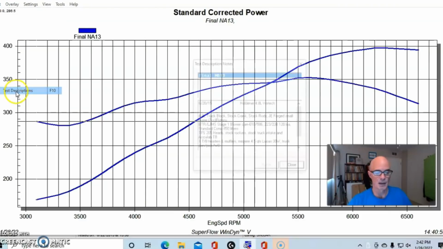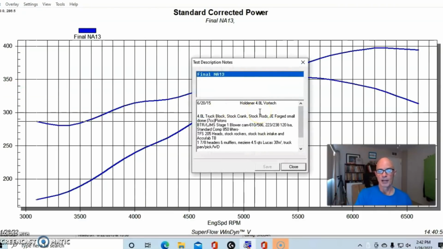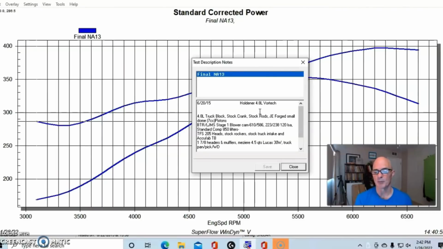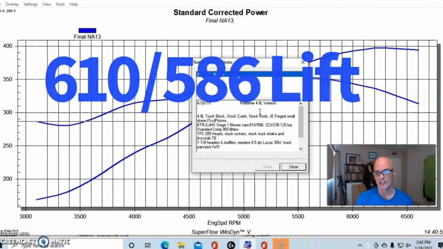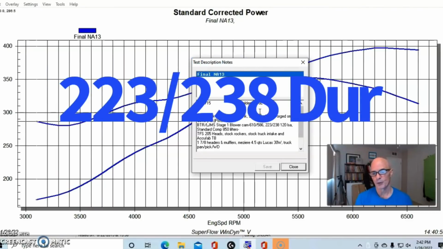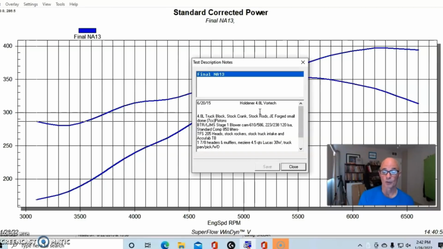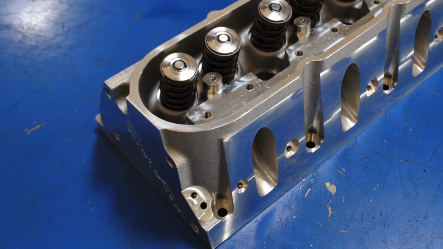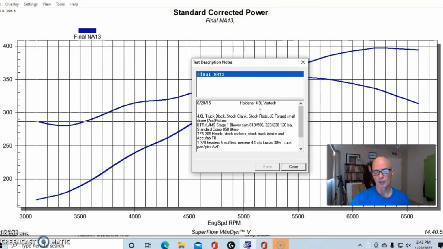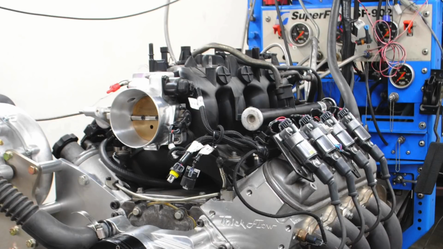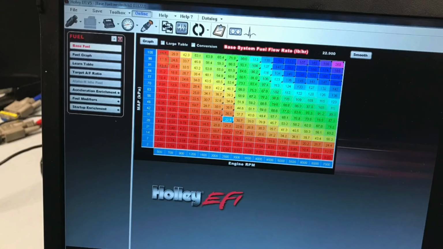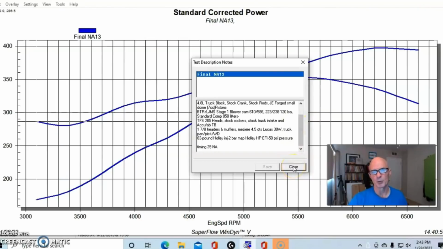We'll take a look at the rest of the combination here. It had an LJMS blower cam in it. It was actually a positive displacement blower cam. It was a 610/586 lift, 223/238 degree split duration, and 120 degree lobe separation angle. This one had Trick Flow 205 heads on it, and we'd interchange those with the stock 706 heads a bunch. It had stock rockers, a stock truck intake manifold, 1 7/8 headers, and we ran this with the Holley HP management system. This thing had 83-pound Holley injectors in it because we were going to run it under boost.